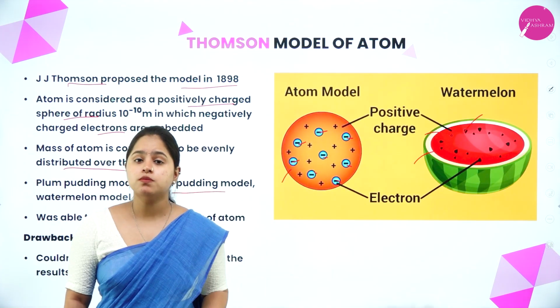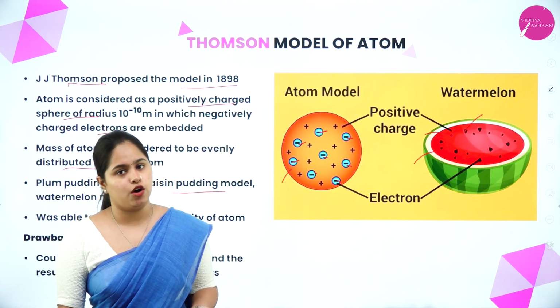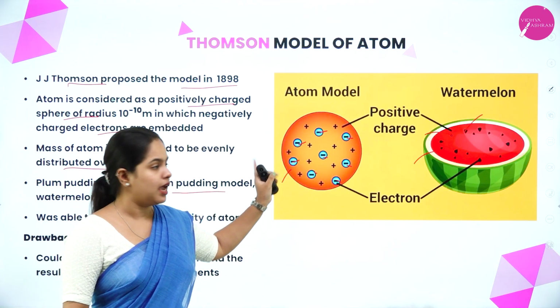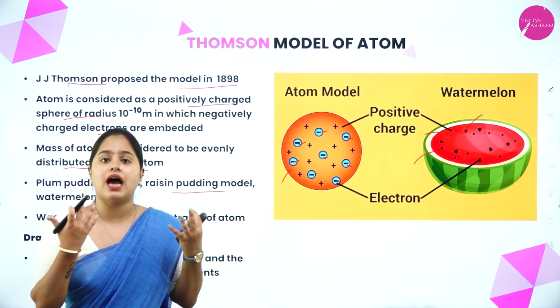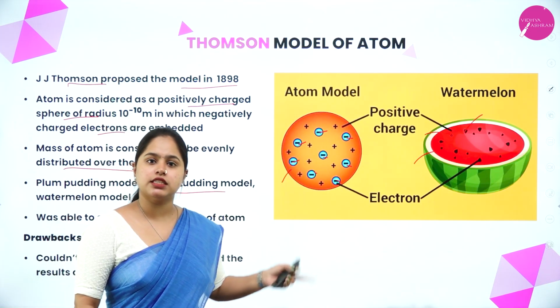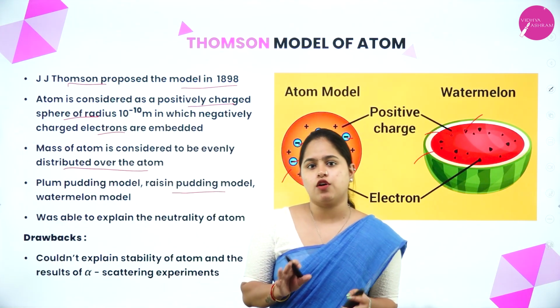Clear? So Thomson's model of atom was able to explain the neutrality of the atom. That means we understood that there are positively charged particles and negatively charged particles, so they neutralize each other. We know that an atom is supposed to be electrically neutral, right? So the positive and negative charges cancel out each other, and he was able to explain the neutrality of the atom.